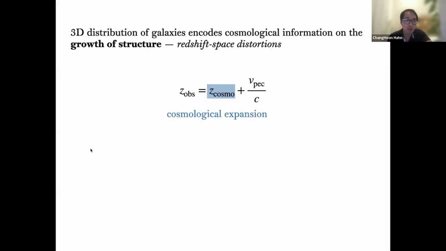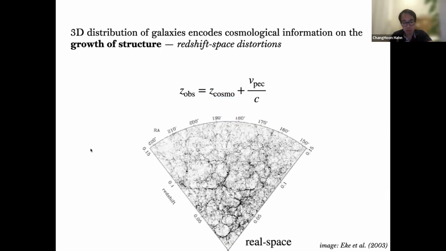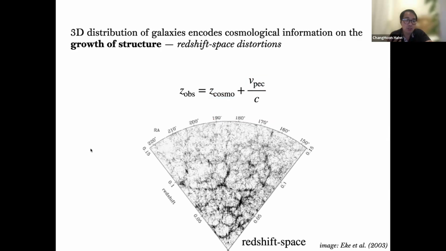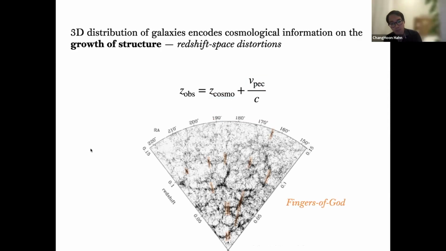The redshifts we measure of galaxies have two components. It has the redshift from the cosmological expansion and also the redshift from the contribution from the peculiar velocity. So a galaxy distribution, which would look like this in real space, would be distorted in redshift space to look like this. And there are two regimes of these redshift space distortions. There's the very obvious fingers of God, which are these long elongated structures that point towards the observer due to the random motions of galaxies in virialized structures.